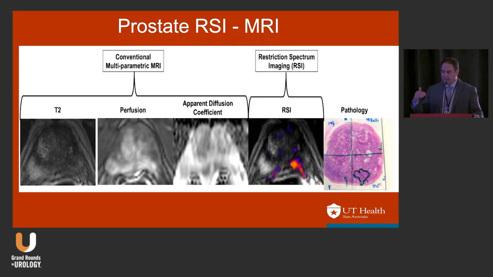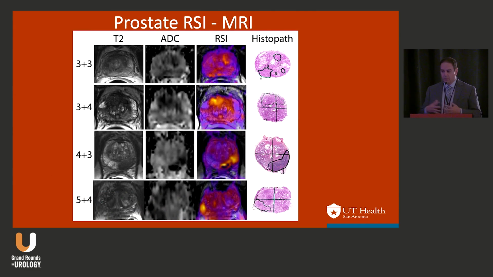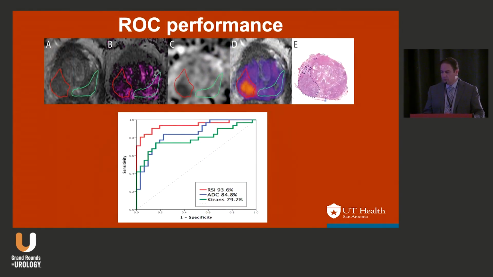And this overlaid map. We've done a bunch of whole mounts to line them up to make sure these match up. This was one of the earlier papers that we did. Each Gleason score has a brighter and brighter, more active restricted spectrum image, and these are compared to whole mounts. When we compare it to ADC, we see an improvement in detection of clinically significant prostate cancer, and again they match up with the whole mounts very nicely.